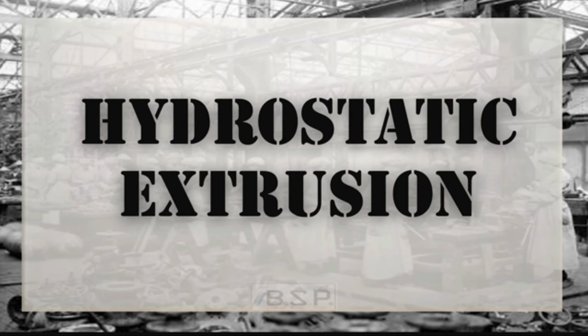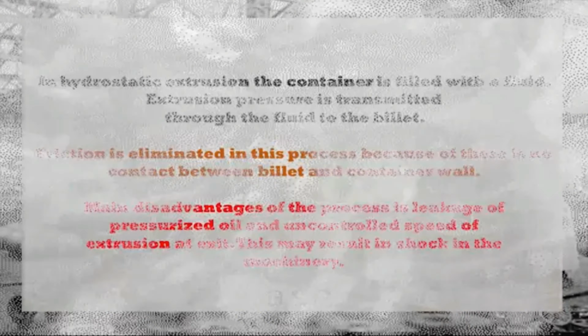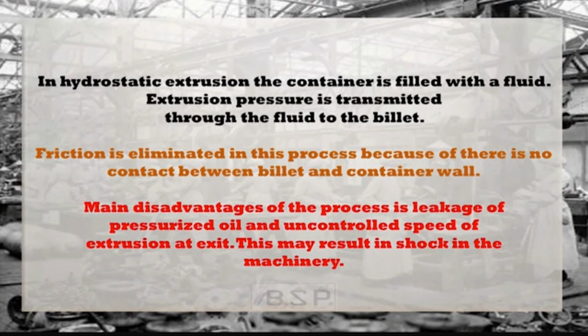Now we will study about hydrostatic extrusion. In hydrostatic extrusion, the container is filled with a fluid. Extrusion pressure is transmitted through the fluid to the billet. Friction is eliminated in this process because there is no contact between the billet and the container wall. Main disadvantages of this process is leakage of pressurized oil and uncontrolled speed of extrusion at exit. This may result in shock in the machinery.